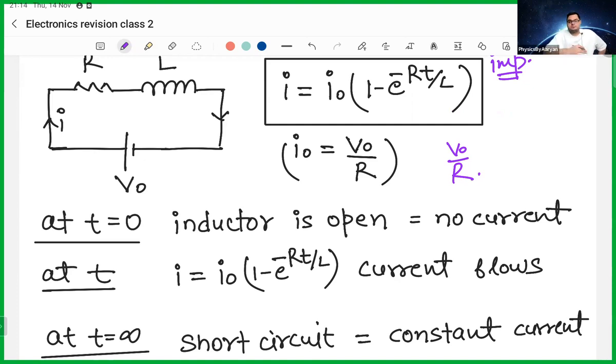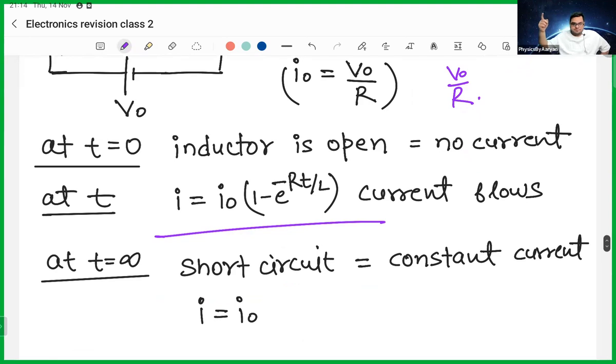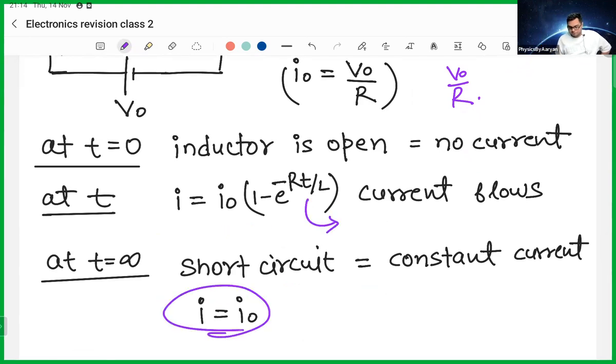Because the change happened suddenly. We did not give any time to the inductor. After 1 millisecond, 2 milliseconds, the inductor will have some time, and current has to flow. Then in the middle, I have given you the equation. In the middle, what will happen?